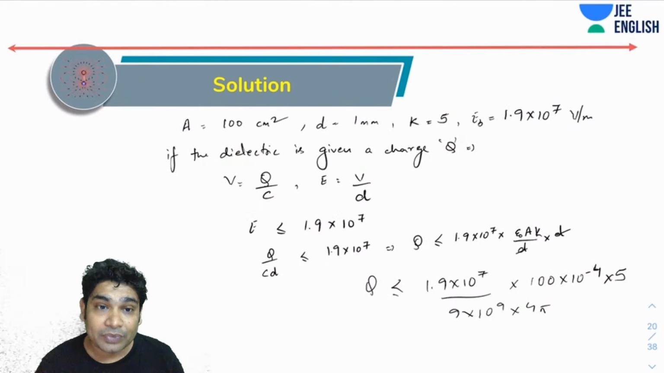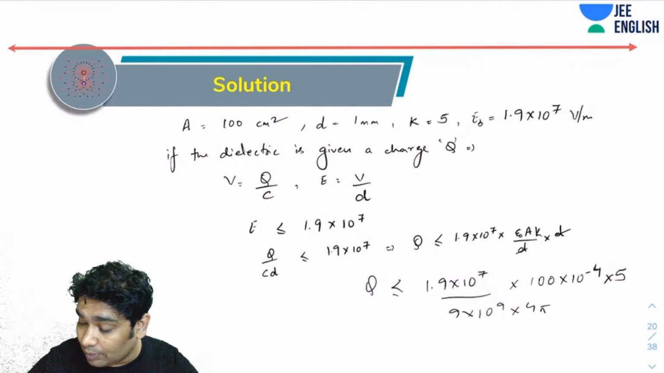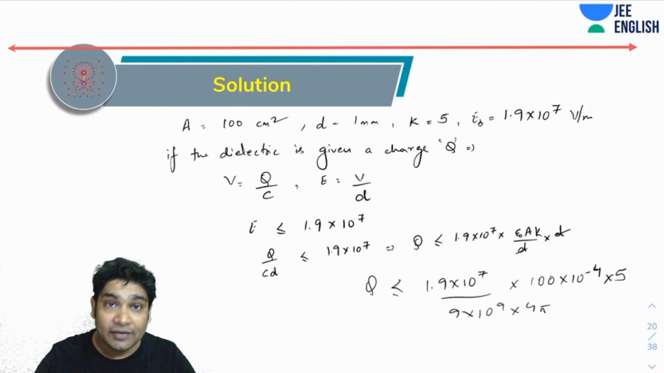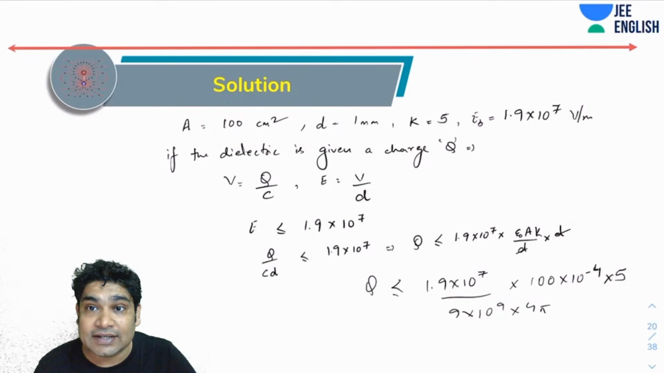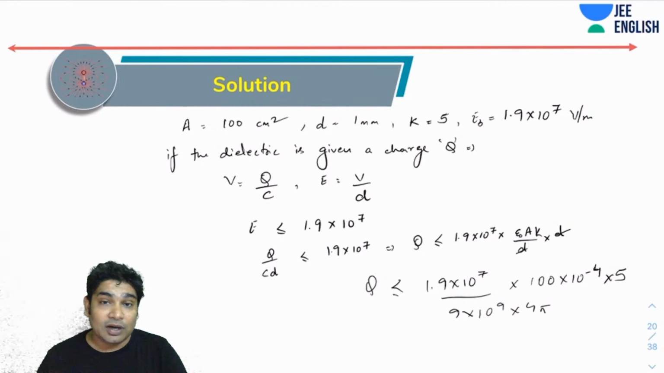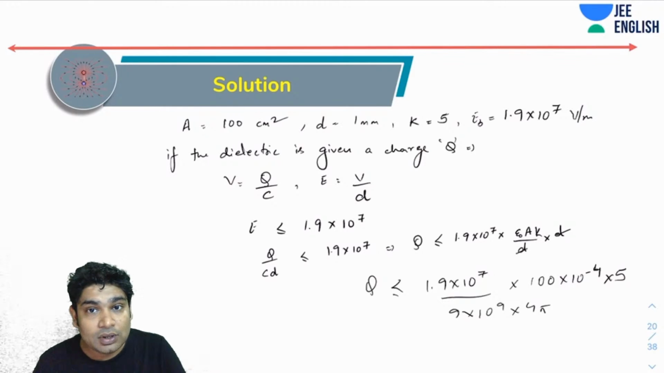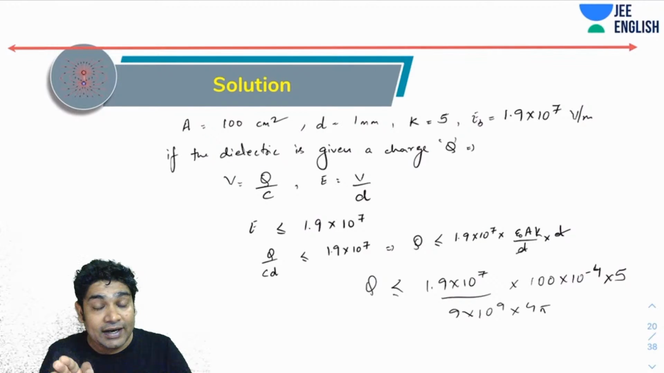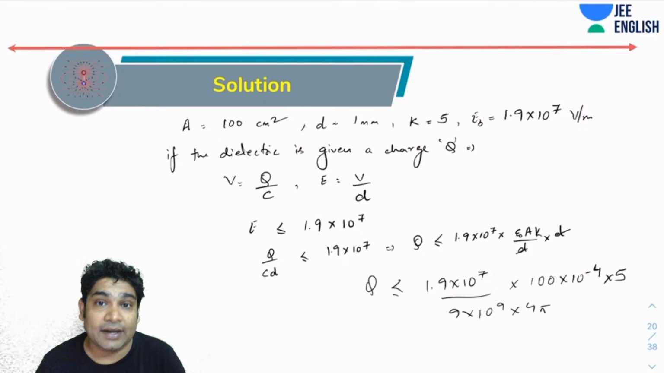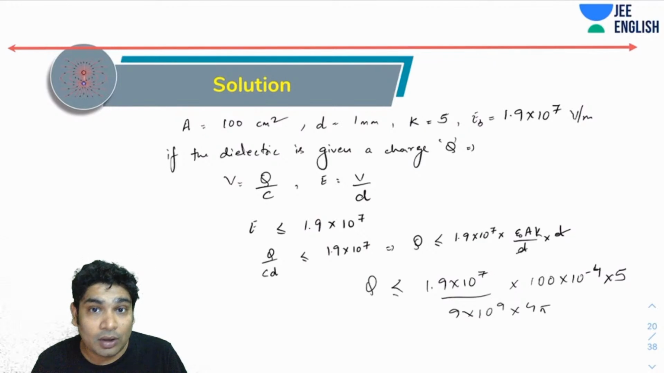Alright, please go through this and let me know if you have a problem with this. If you followed this, well and good. If there is any part that you did not follow, then let me know. Alright. So what you're doing is assuming that we are giving it a charge Q. Based on that charge, we are finding the electric field that the dielectric is subjected to. Alright.